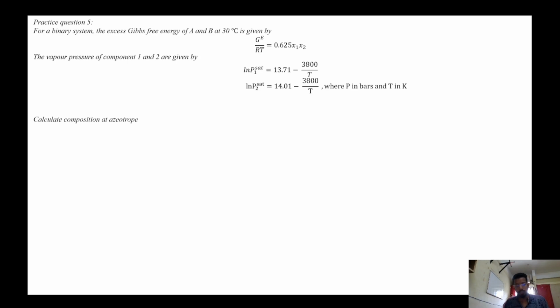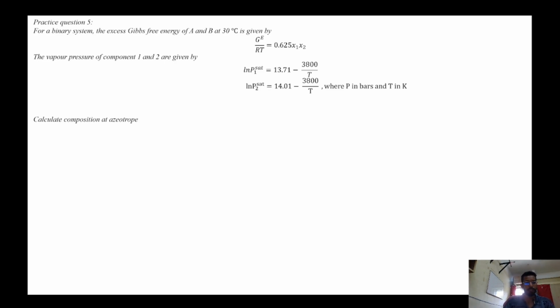Now, this question is very important, because the beauty of the question is, it is from chemical thermodynamics, from the excess Gibbs free energy, and this question is from the azeotropic composition. And we know that at azeotropic composition, vapor composition and liquid composition remain the same. So we'll see this question. This question is very important.